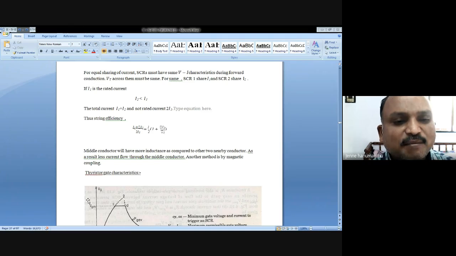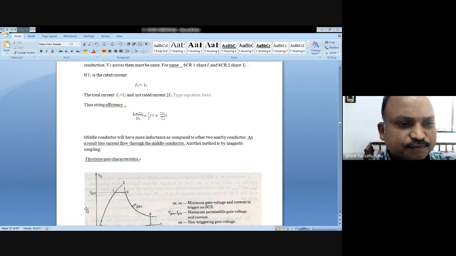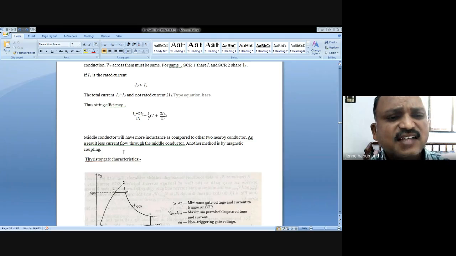Middle conductor means, here, how many SCRs we have to choose. If we choose 3, the middle one is acting as the middle conductor, the first one acts as the first conductor, and the third one acts as the third conductor, like this. As a result, less current flows through the middle conductor.